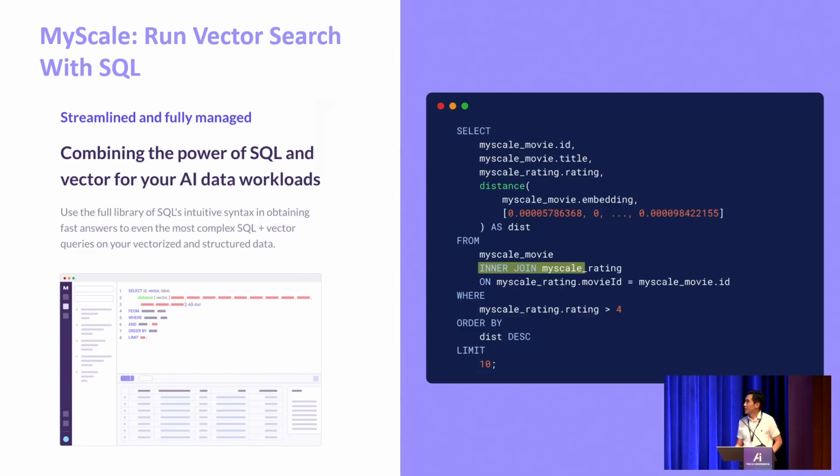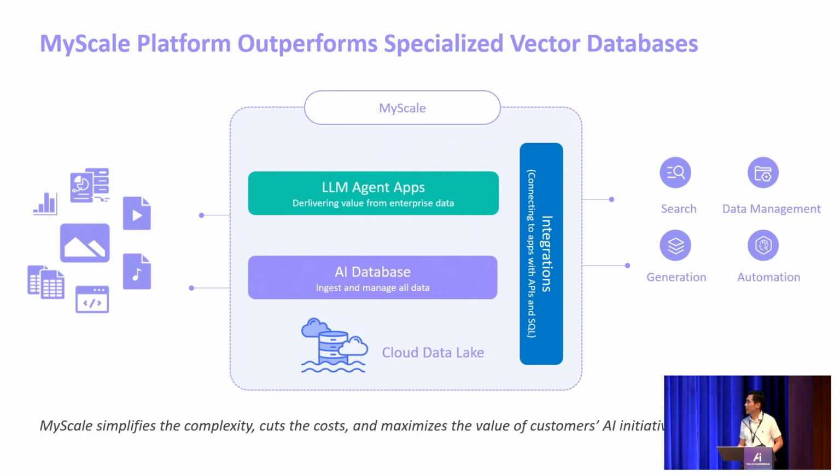And this is where MyScale comes into play as a solution. MyScale allows users to run vector search with SQL, eliminating the need to learn customized APIs and to interface different types of databases. So you can use your familiar join syntax and run a nearest neighbor search in a simple single SQL query. But what's more important, I think, is this one.